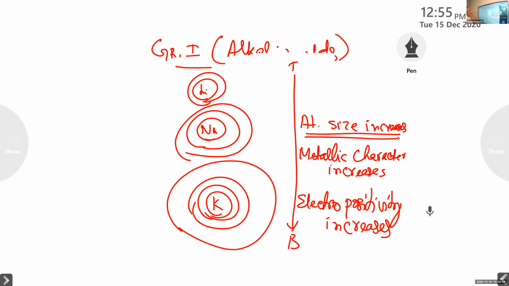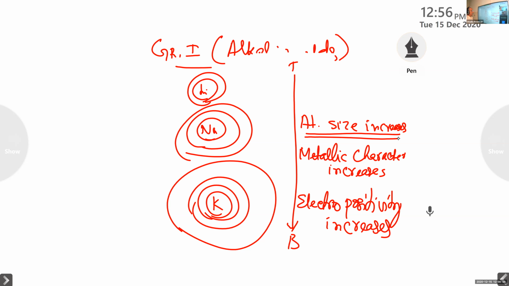Do you know what's the reason for the increase in the atomic size? I told you from top to bottom, the atomic size increases. The atomic radius increases. Why? From top to bottom, there is an opening of new shells. Down the group, new shells are added. And therefore, down the group, from top to bottom, the atomic size increases.